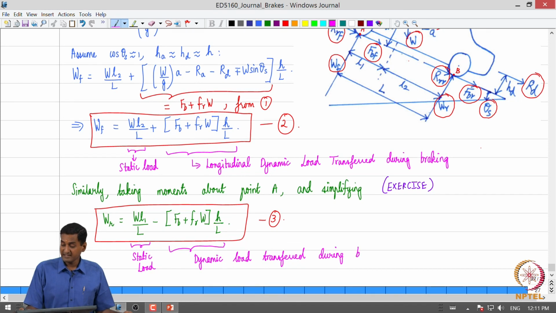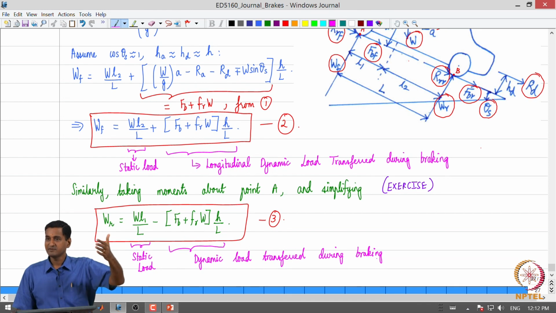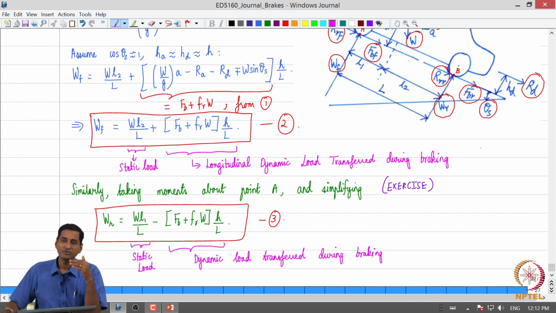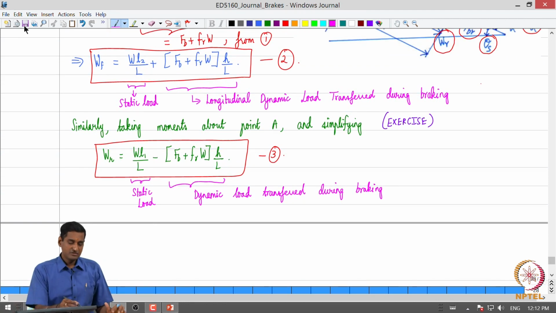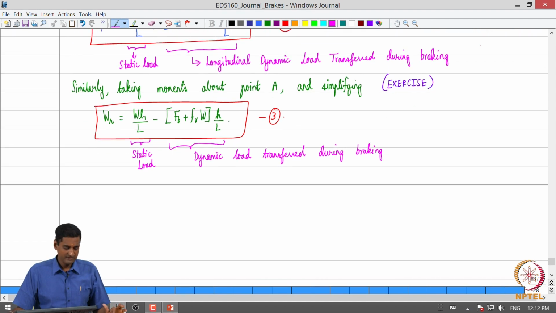Please note that during acceleration there is a dynamic load transfer along the longitudinal direction from the front to the rear. Now, during braking it is the other way around, there is a dynamic load transfer along the longitudinal direction from the rear wheels to the front wheels. So, we can see that the same quantity is being subtracted from the rear and added to the front. Okay. So, that is what is happening during braking. Okay. So, this is something which we can observe.